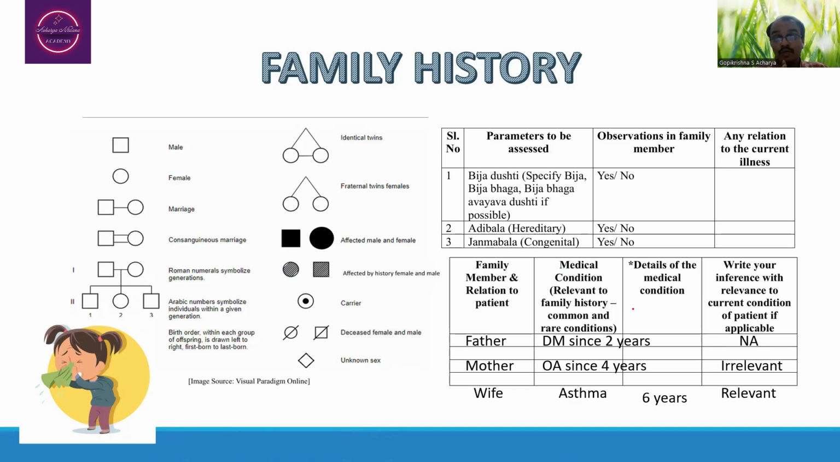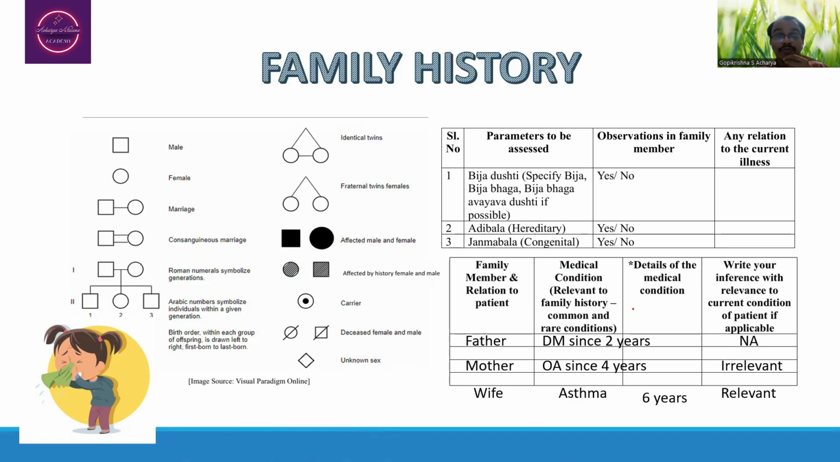Here we need to know about the health of grandparents, parents, siblings, children or grandchildren, and that has to be recorded. This will be helpful in predicting hereditary diseases. Otherwise, if the person has any presenting complaint since birth, we may suspect the possibility of congenital diseases. Then we need to know about the family member and his relation to the patient, whether it is father, mother or wife.